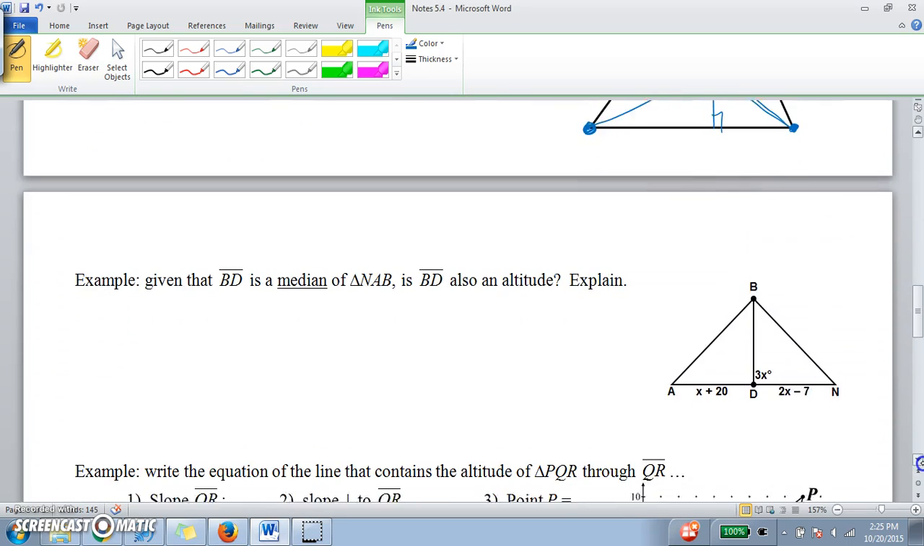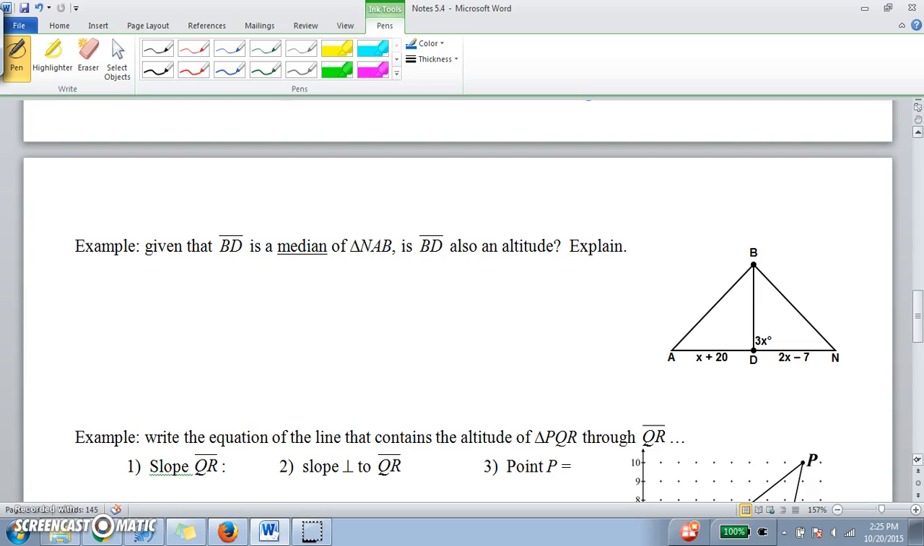So an example, given that BD is a median of triangle NAB, is it also an altitude? So we're given that this is a median, meaning that D right here is a midpoint. So if that's a midpoint, it means these two pieces are congruent to each other. So to solve for x, we can set these two things equal. X plus 20 equals 2x minus 7.